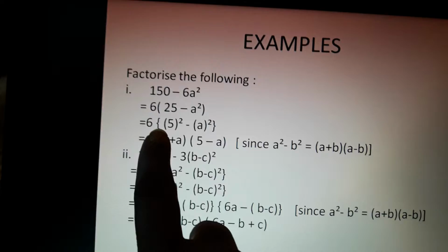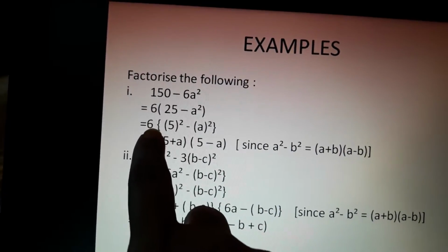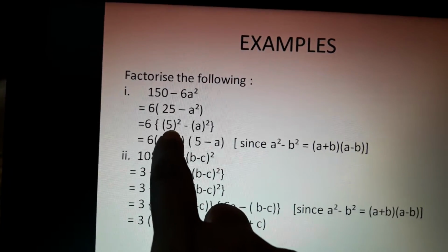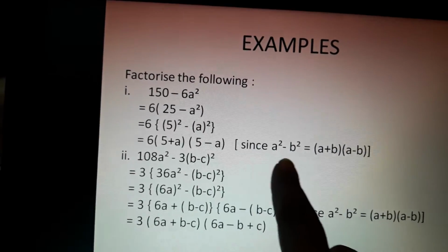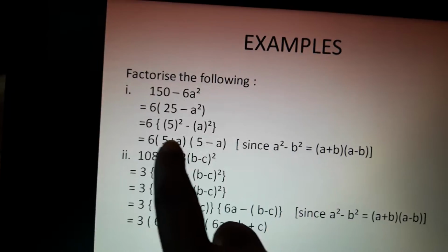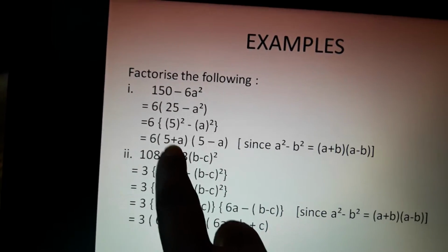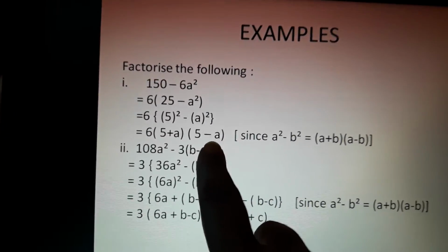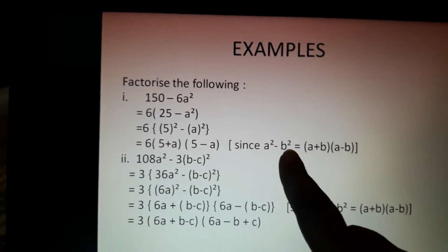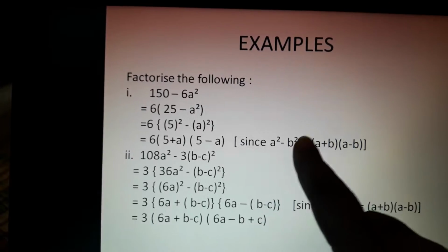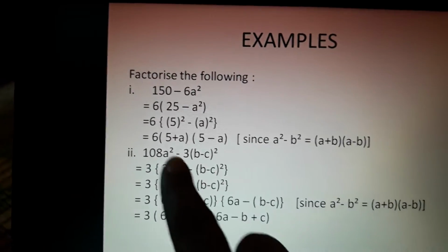Close the bracket. Now in the next step, 6, write 25 as 5 square minus this a square. Now 5 square minus a square is in this form, a square minus b square. So we will write it as 6 into 5 plus a into 5 minus a. Now you have to write the reason in the form of this identity. You have to give the reason for all the sums. This is very important. Now see the second example.